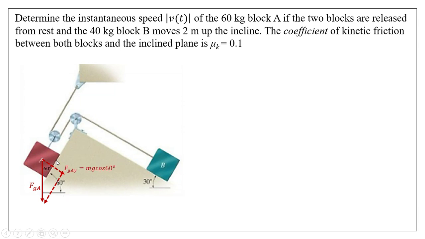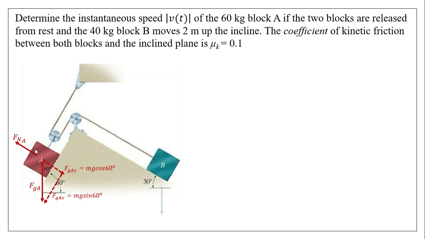So I'm just going to label this F of GAY as mg cosine theta. F of GAY is cosine because this is the leg that touches the hypotenuse and the angle, so this is your adjacent referencing the 60-degree angle. And then the other component, F of GAX, always points down the ramp. In this case, it is the opposite leg of the 60-degree angle, so it would be sine, so it would be mg sine of 60 degrees. And then also acting on block A is F of N, right? Because it is making contact with the ramp. The ramp is exerting a contact force onto the block, so we will call that FNA.